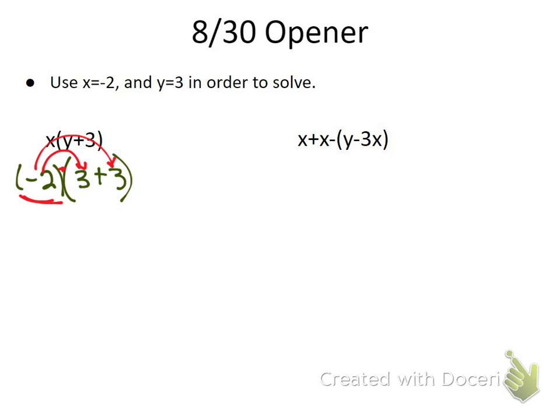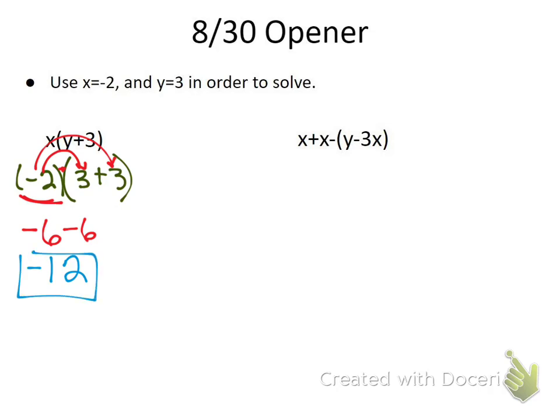So if we take negative 2 times 3, what do we get? Negative 6. And what if we take negative 2 times positive 3? Negative 6. That's 0? No, it's not. Think about it. Negative 12, right? Negative 6. You owe me $6. Now you owe me 6 more. You owe me 12. Okay?